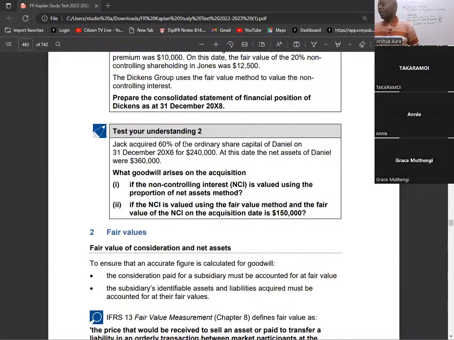Number one, if the non-controlling interest is valued using the proportionate share of net assets method. Number two, if the NCI is valued using the fair value method, and the fair value of the NCI on acquisition date is $150,000. Here they have introduced something quite important, but I would want us to start with Roman 2.